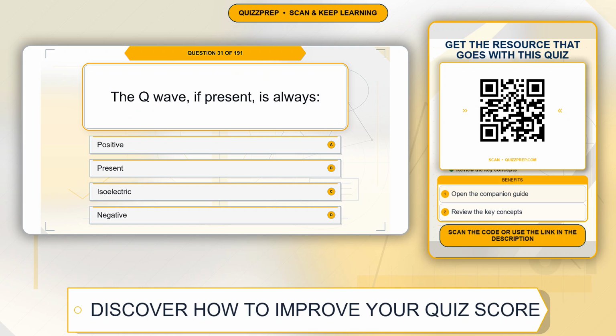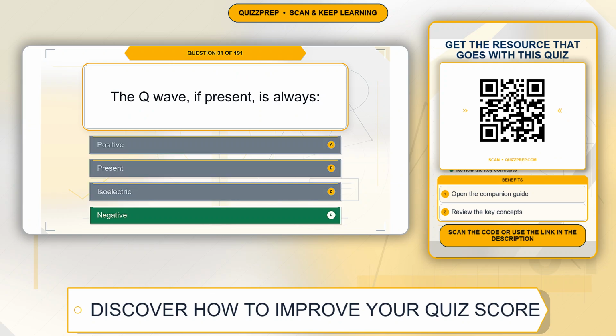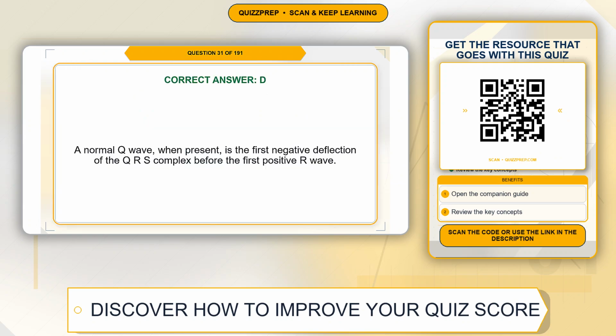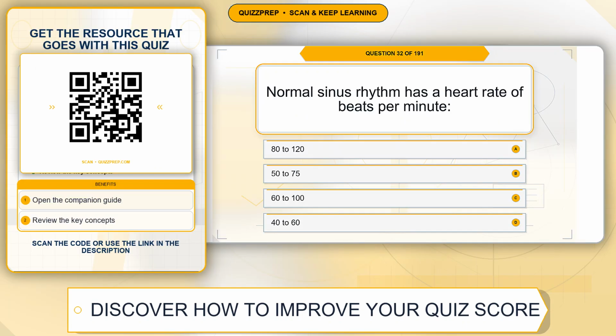Question 31. The Q wave, if present, is always: Option A, positive. Option B, present. Option C, isoelectric. Option D, negative. The correct answer is option D, negative. Explanation: A normal Q wave, when present, is the first negative deflection of the QRS complex before the first positive R wave.